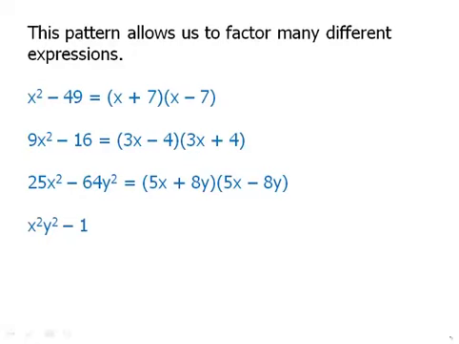Finally, x squared y squared minus 1. X squared y squared would mean that a equals x times y, because x times y squared would be x squared y squared. And of course b would be 1, so this will factor into xy minus 1 times xy plus 1.